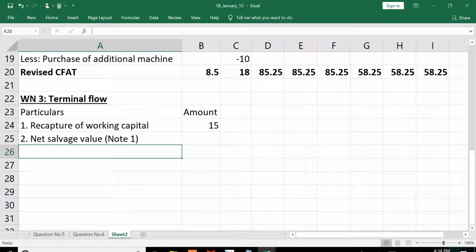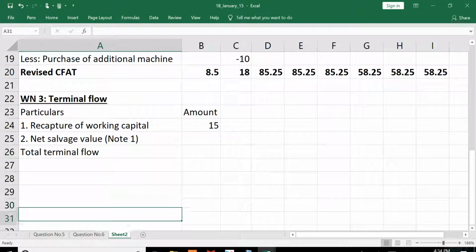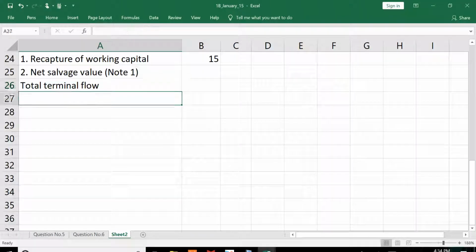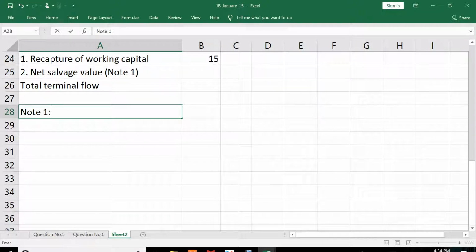If it was a single machine, we would have done it here. There are 2 machines, so I'll have to do a separate working note for this. Net salvage value and total terminal flow. Note 1, calculation of net salvage value.